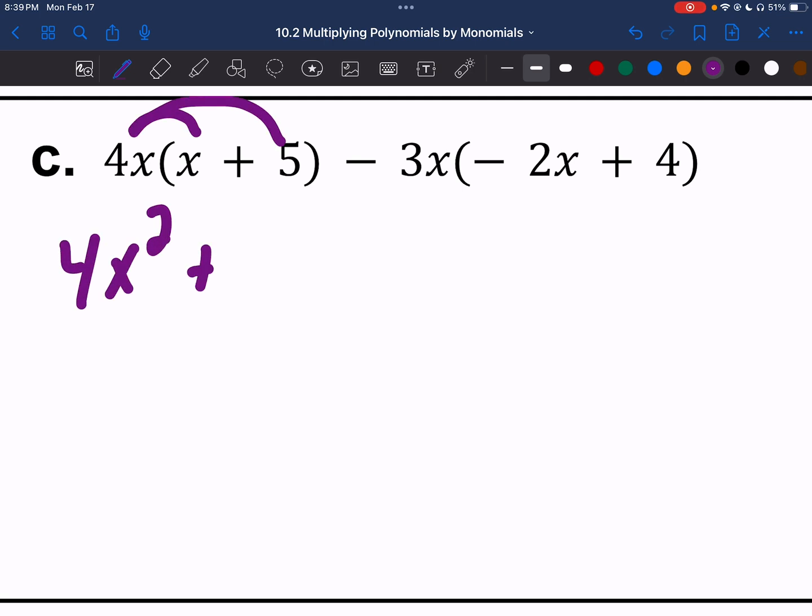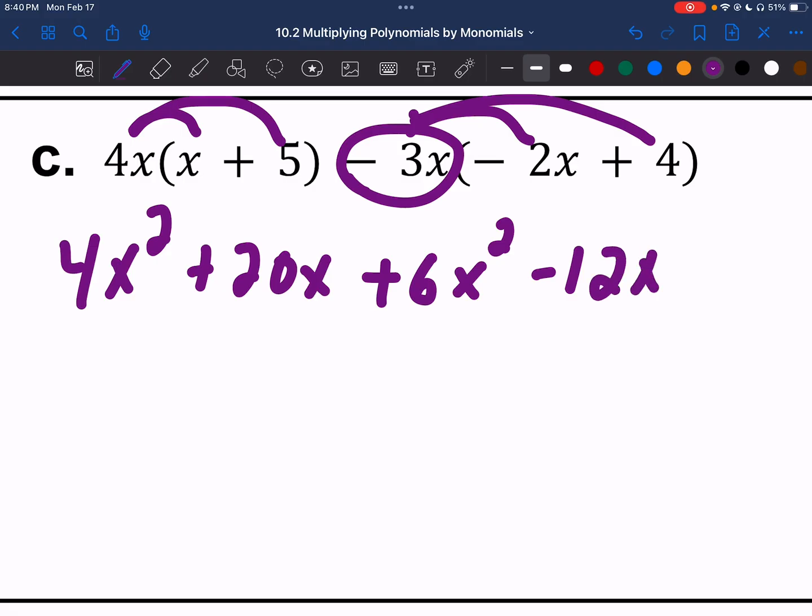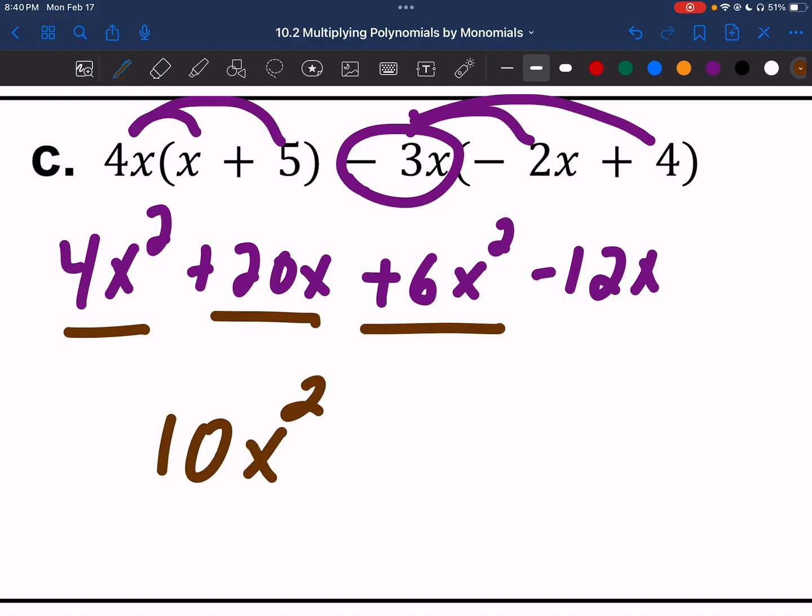All right, letter C, 4x times x, 4x squared. 4x times 5 plus 20x. And then we have negative 3x times negative 2x, so that's plus 6x squared. And then negative 3x times 4 is minus 12x. Combine like terms, we have a 4x squared and a 6x squared. That's 10x squared. We have a 20x minus 12x. That's going to be plus 8x.